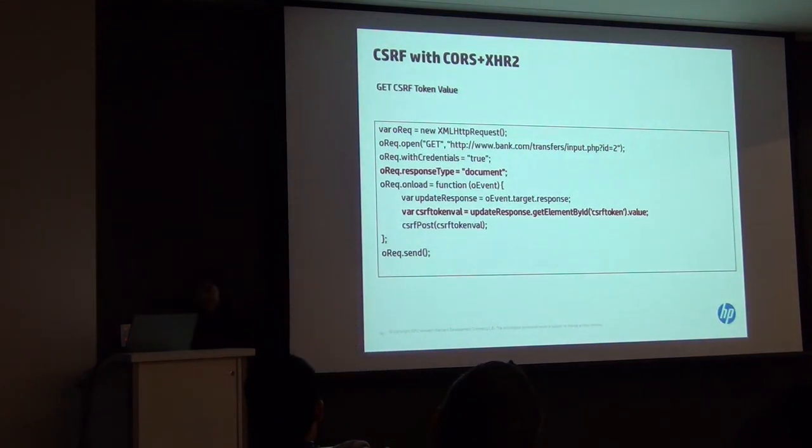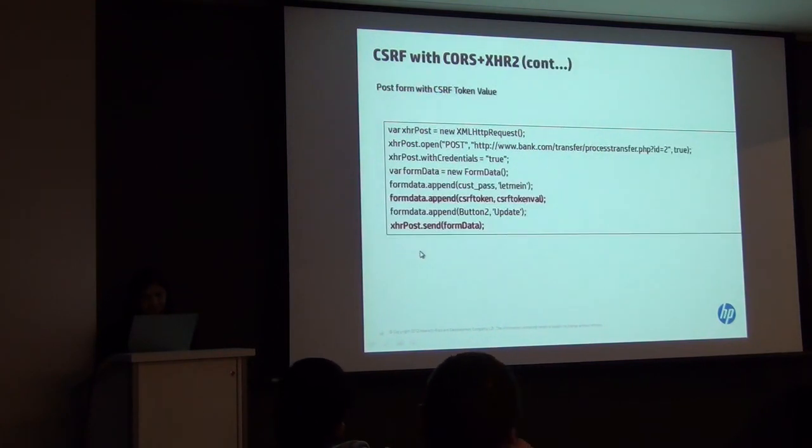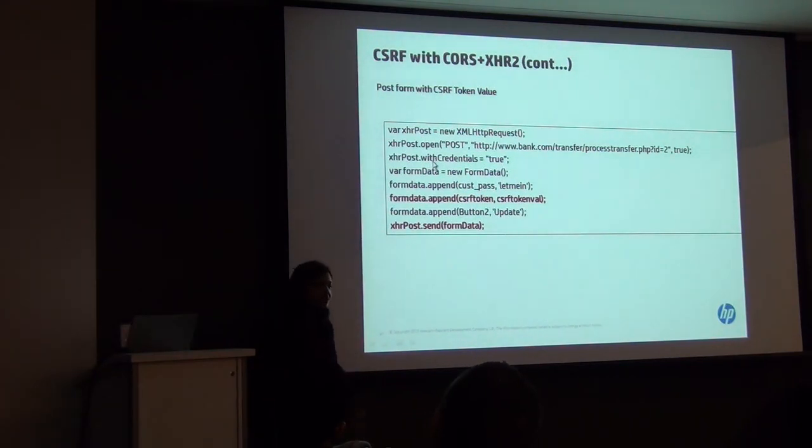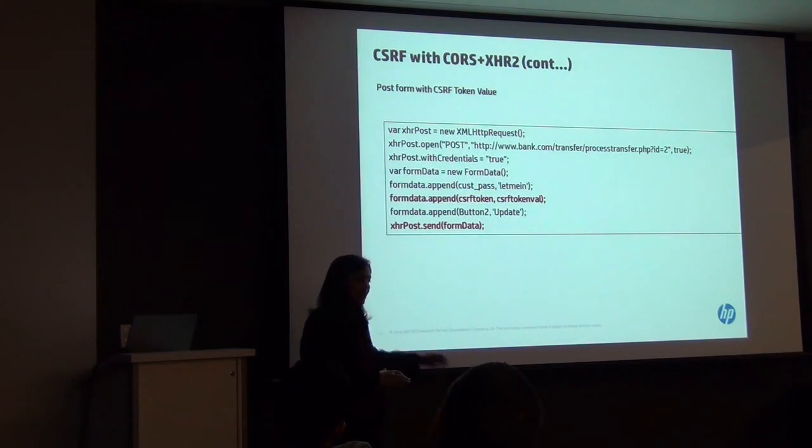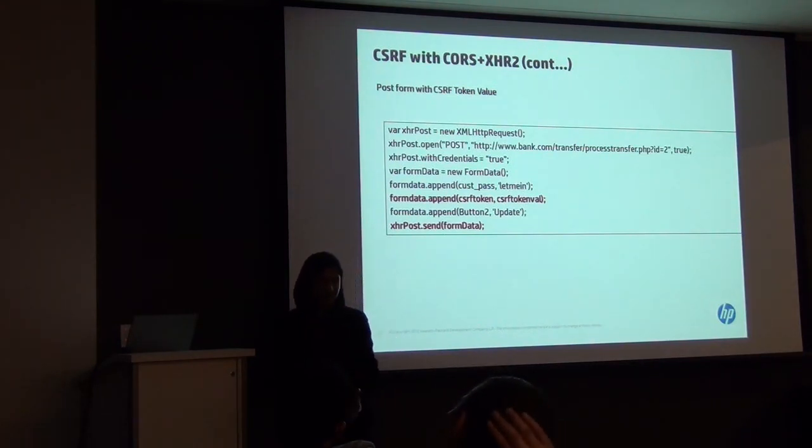Among other things, it can define that the response type is going to be document, and when the response is ready for me to consume, let's extract that CSRF token value, create another POST request, and send it. When it's creating the POST request, you can say, hey, when you send this POST request to bank, send it with credentials. So what the browser does is, whatever credential tokens and cookies it has, it attaches all of that with this XHR request and sends it to bank.com.